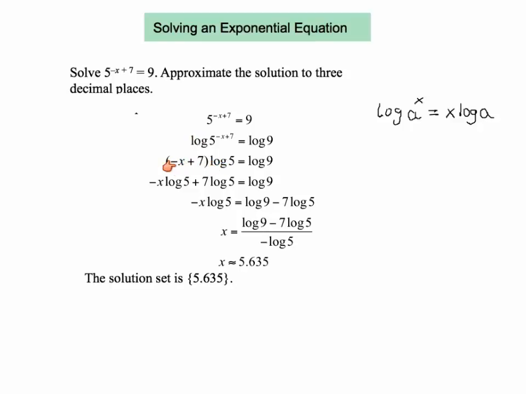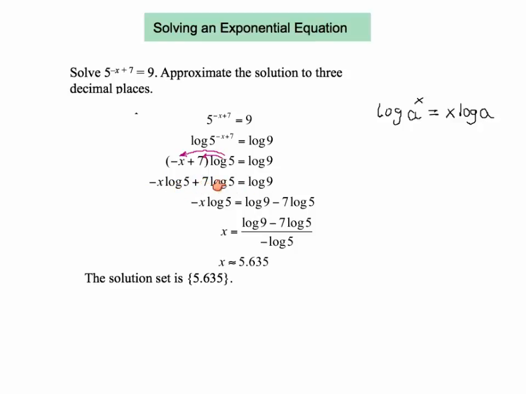So now I can distribute. I get minus x log of 5, and then 7 log of 5. Now, solving for x, we have minus x log of 5 plus 7 log of 5 is equal to log of 9. Remember, we're solving for x. The only term that contains x is this term here, so I'm going to isolate it.